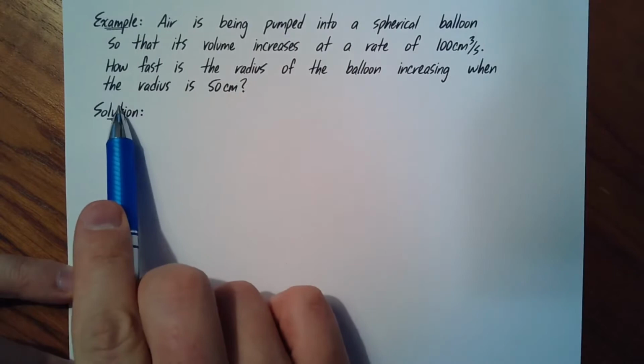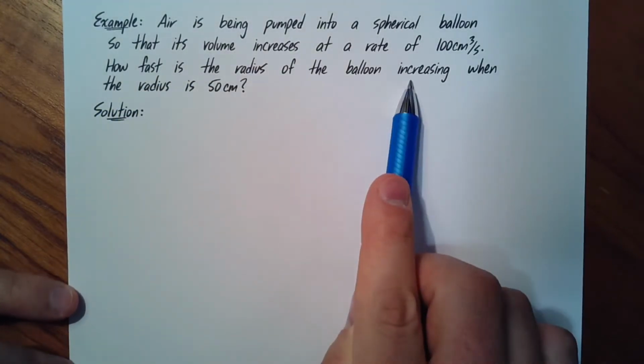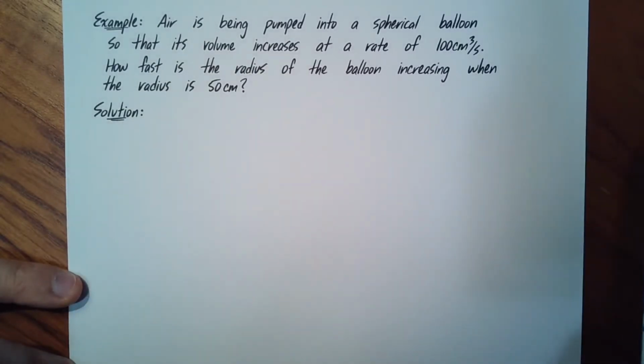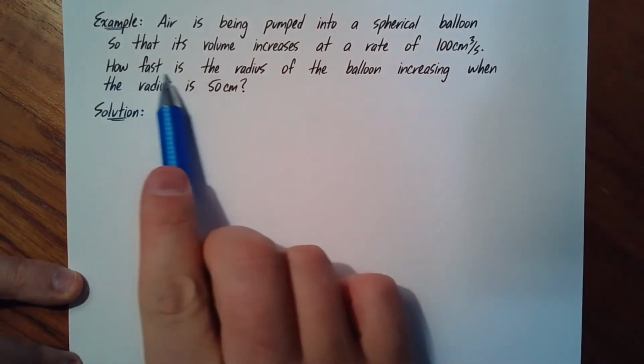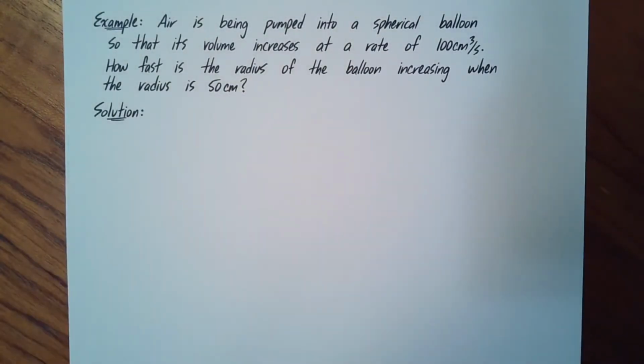Now the question at the end is, how fast is the radius of the balloon increasing? So if the volume of the balloon is increasing, then naturally the radius would be as well, right? The radius is just the distance between the center of the sphere and the surface. So if the balloon is growing as you pump air into it, of course the radius is also going to grow. So we want to know, how fast is the radius of the balloon increasing when the radius is 50 centimeters?